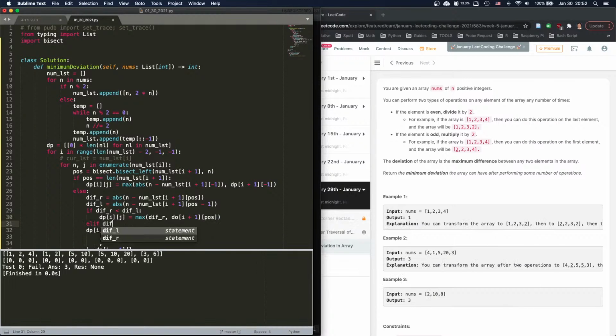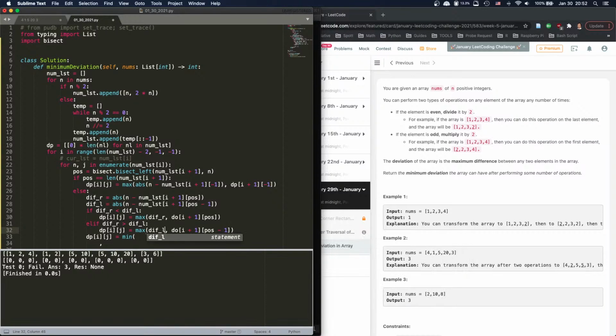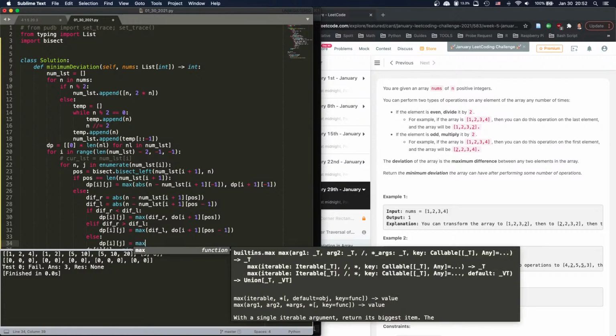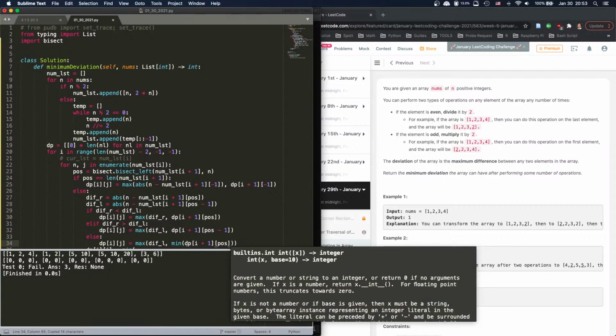Now if diff right is larger than diff left, then the same thing, but we're going to change to position minus 1, and this is going to be diff left. And finally else, if they're the same, then dp[i][j] equals max diff, it doesn't matter, let's choose left, and then it's going to be the min of dp this and dp this.